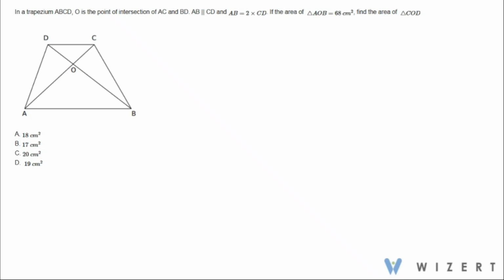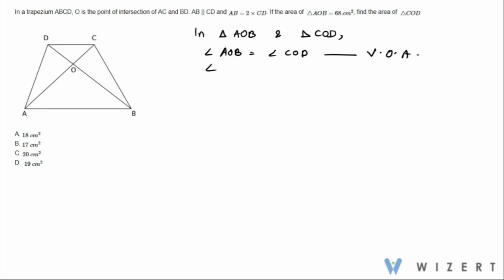So let's observe triangle AOB and triangle COD. Let's see. Angle AOB is equal to angle COD. They are vertically opposite angles.